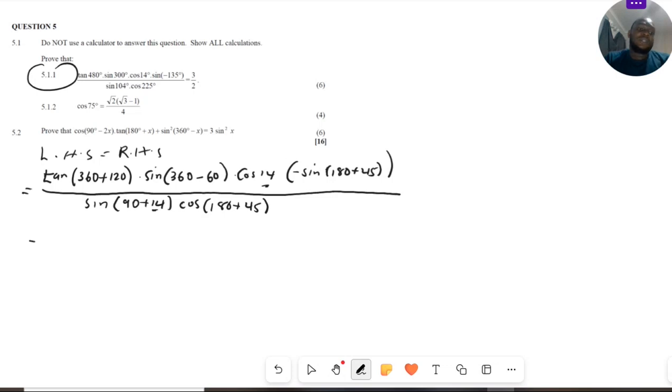Yes. We shall go ahead and look at tan of 360 plus 120. That one comes from tan of 120. Then sine of 360 minus 60 is in the fourth quadrant, and we know that in the fourth quadrant, cos is positive. So we shall remain with a negative sign here, sine of 60. Then cos of 14. And obviously, this one is going to give us a negative sine of 45.